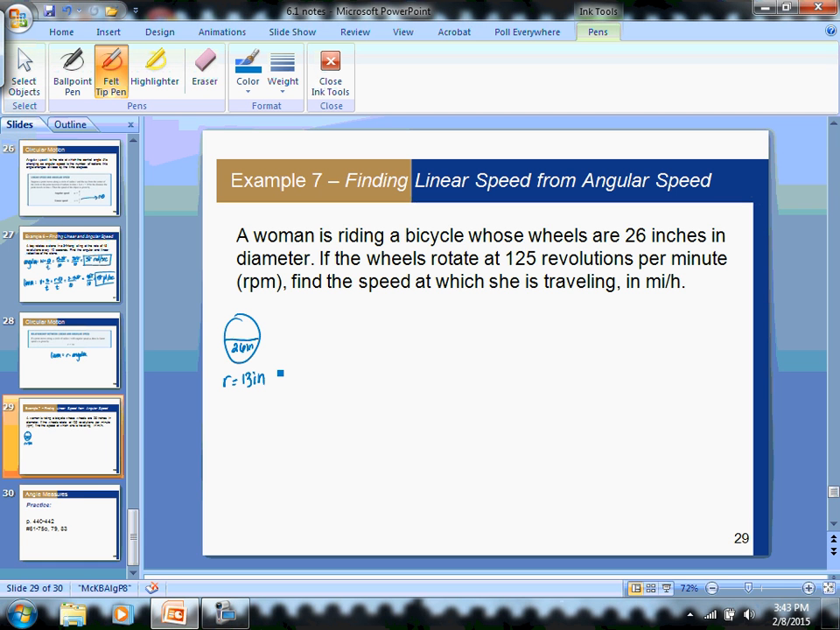If the wheels rotate 125 revolutions per minute, find the speed at which she is traveling. Okay, now this speed, the speed at which you're traveling on a bike, that would be linear. Okay, so they want us to find the linear speed. Now, the linear speed was V equals R times W. Okay, if we took our angular speed and multiplied it by the radius, then we got our linear speed.